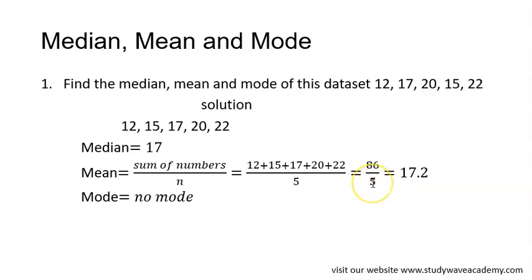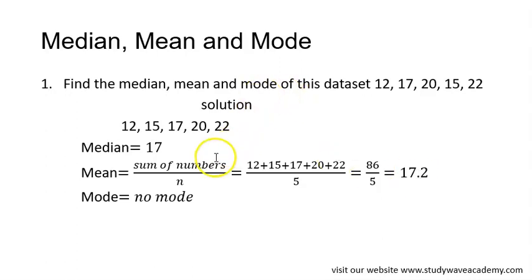86 over 5, okay? Did you get that? So 86 divided by 5 is going to give you 17.2. You can confirm using the long division method, which we have learned before, okay? You are going to have 17.2.